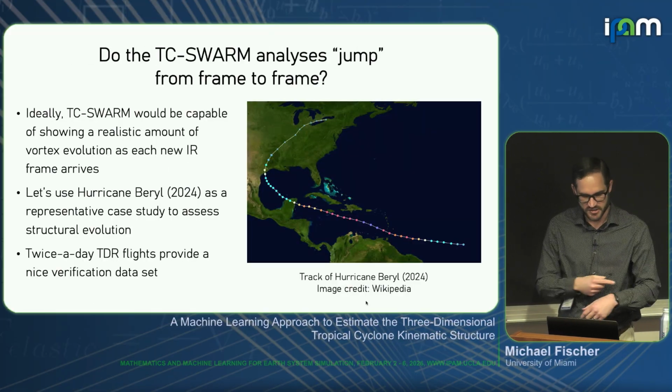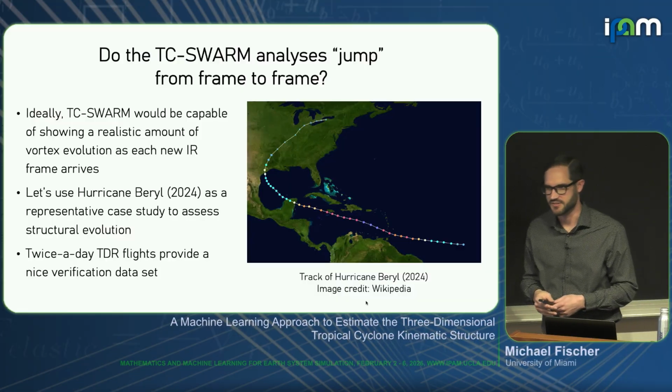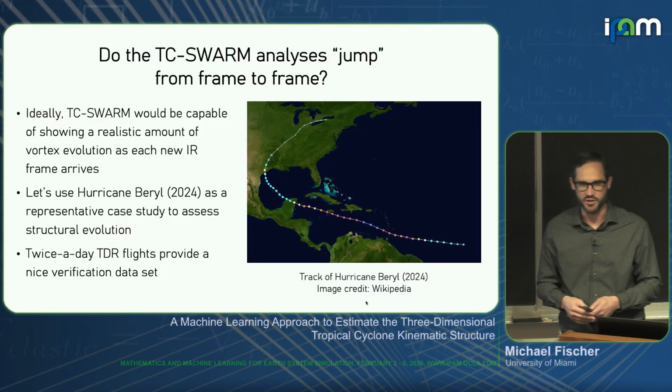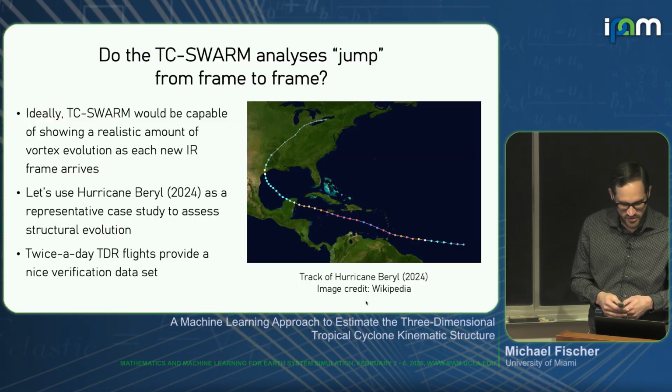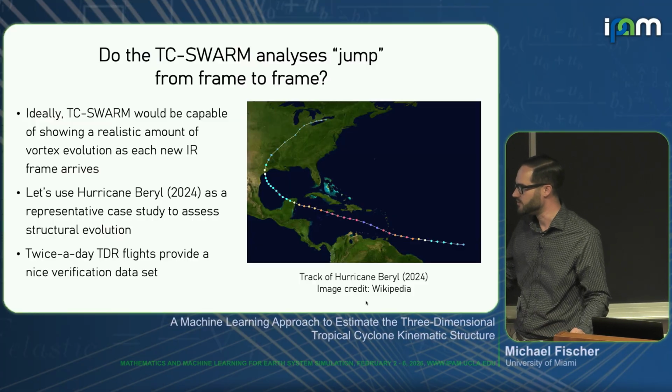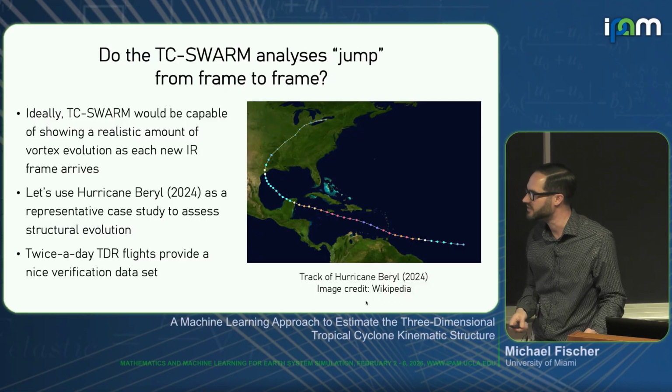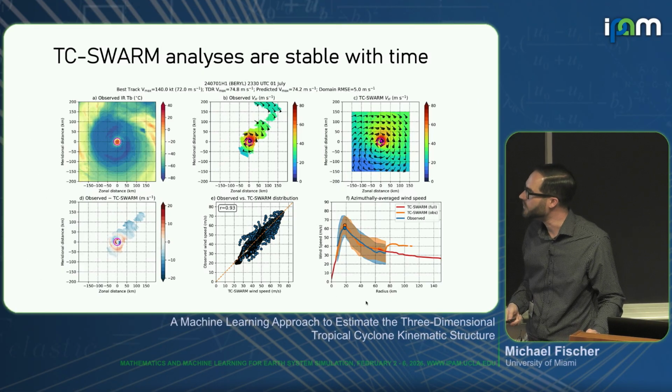So, one question is, are these analyses or estimates stable with time? If you get a new infrared snapshot, is it going to predict a totally, wildly different structure? We can use the case of Hurricane Beryl, a well-sampled Category 5 hurricane from our testing data set, to look at the stability of the model.